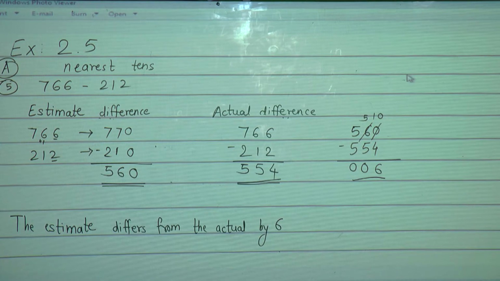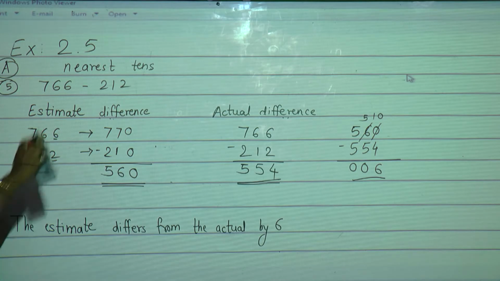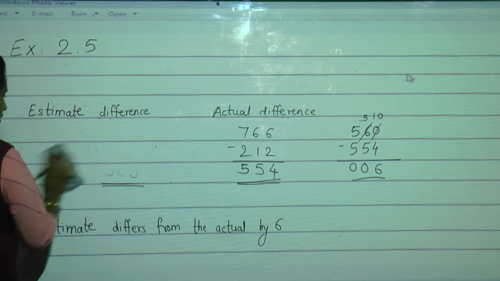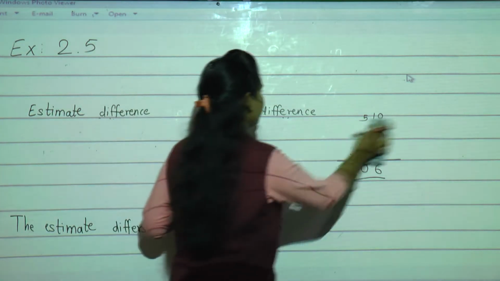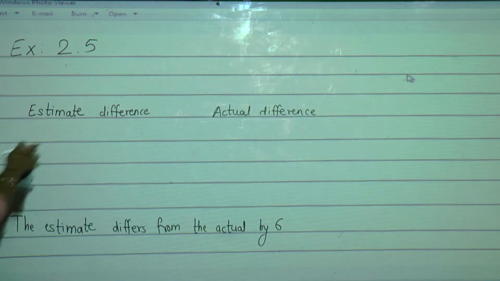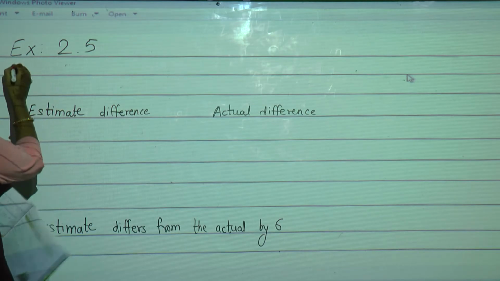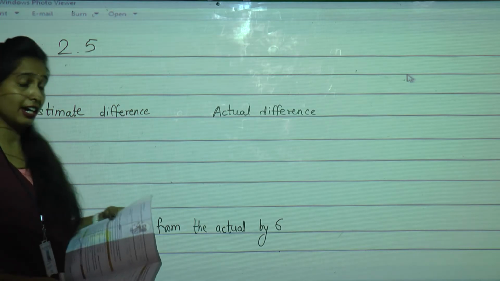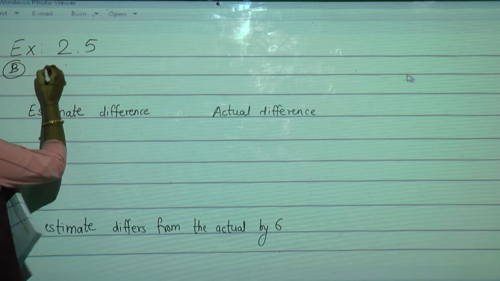So, everyone keep in your mind whenever you are doing estimating sums, first round off each value, then you have to do whatever they are given, whether addition or subtraction. Now we will start our B question from exercise 2.5. Same. What is the B question, students? So the B question is: estimate each difference to the nearest 100. They say nearest 100.